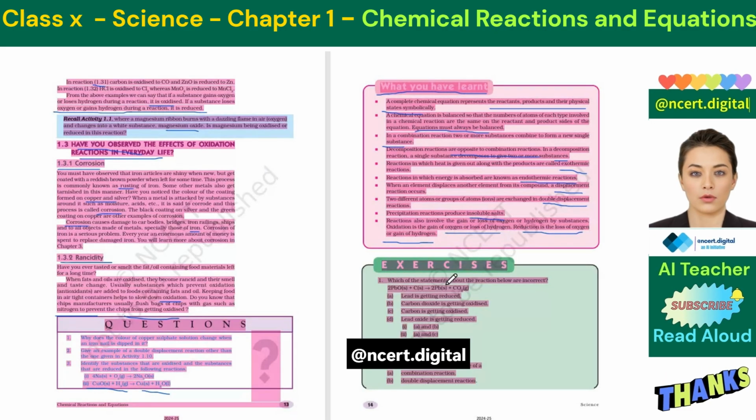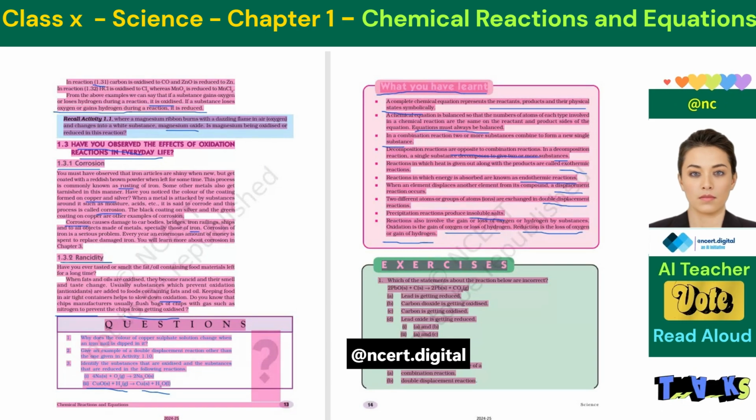Exercises. 1. Which of the statements about the reaction below are incorrect? 2PbO(s) + C(s) → 2Pb(s) + CO2(g). (a) Lead is getting reduced. (b) Carbon dioxide is getting oxidized. (c) Carbon is getting oxidized. (d) Lead oxide is getting reduced. (i) (a) and (b); (ii) (a) and (c); (iii) (a), (b) and (c); (iv) all.